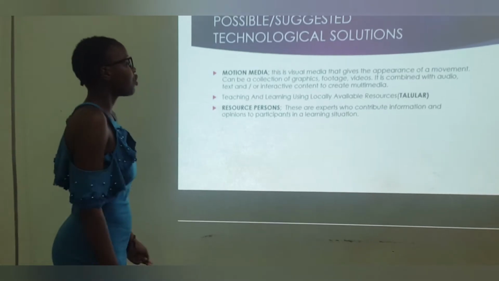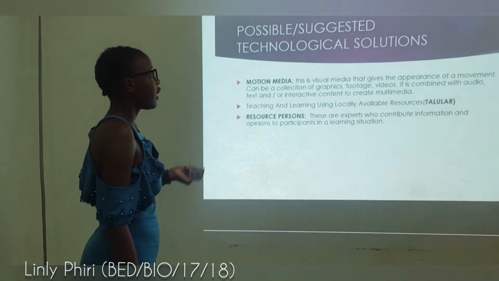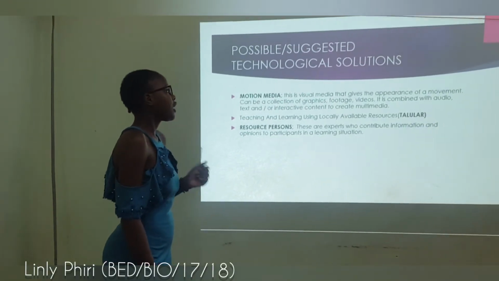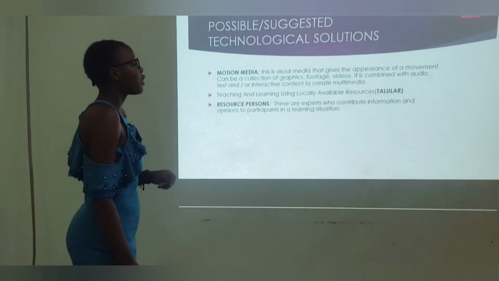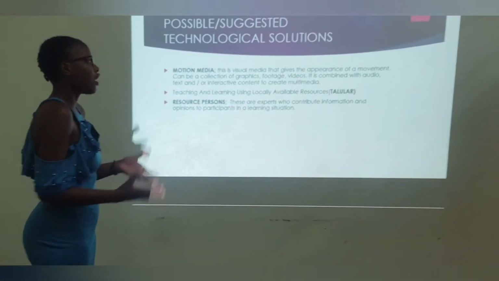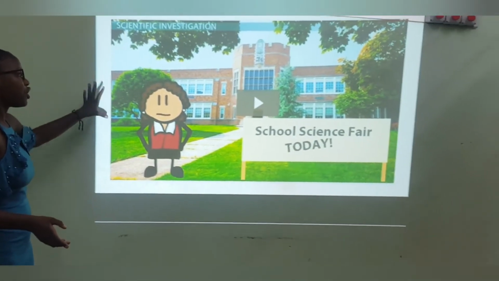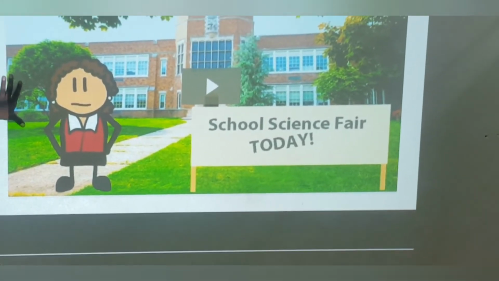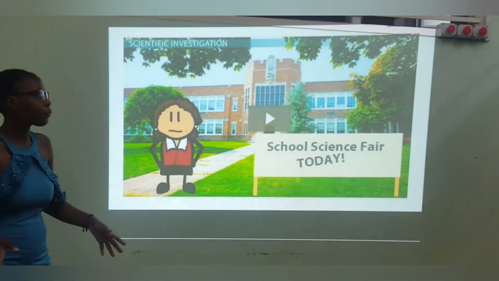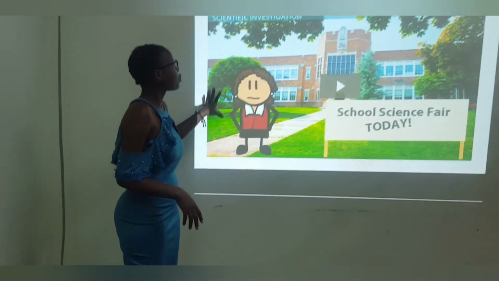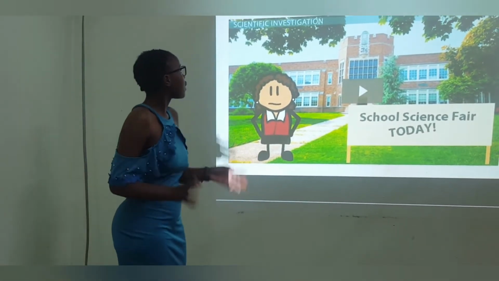Possible or suggested technological solutions. Motion media. This is a visual media that gives the appearance of movement. It can be created using graphics, footage, videos. It is combined with audio, text, and it is interactive. For example, this video about a school science fair had all the scientific investigation skills and stages. So this can help a student to understand some of the skills and how they can be applied in scientific investigation.